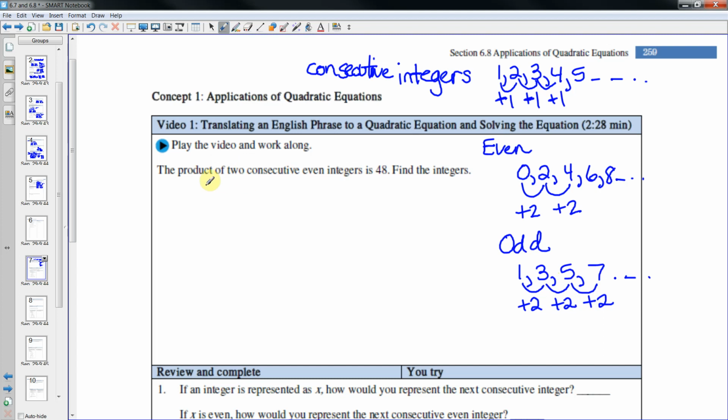So in this particular problem, it says the product. So product means to multiply. Of two consecutive even integers is 48. Find the integers. Well, I'm going to let x be my first integer.